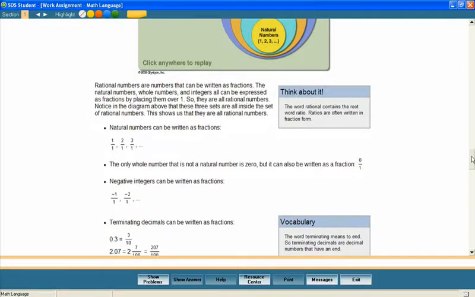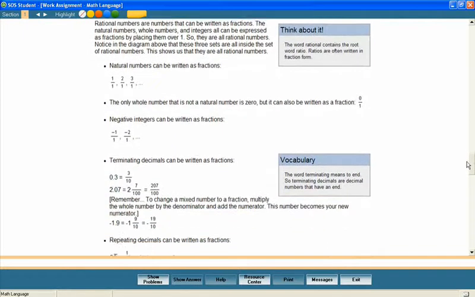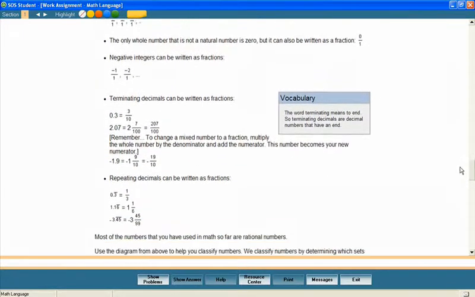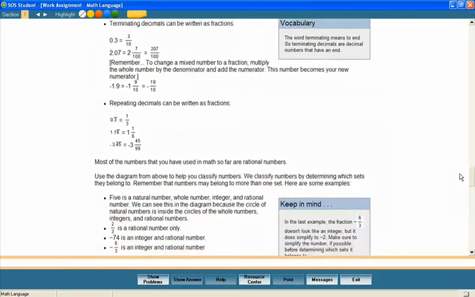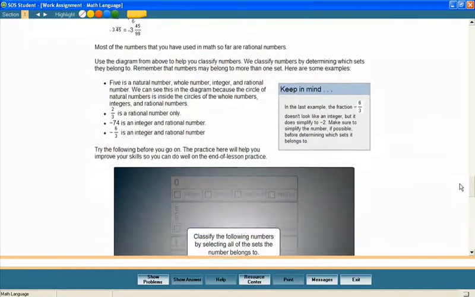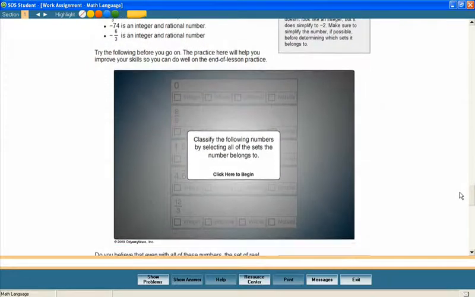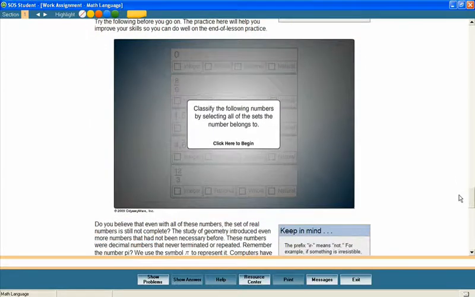As students continue through the text of the lesson, plenty of examples and solutions provide thorough instruction in the application of math concepts. Let's take a look at this interactive review.